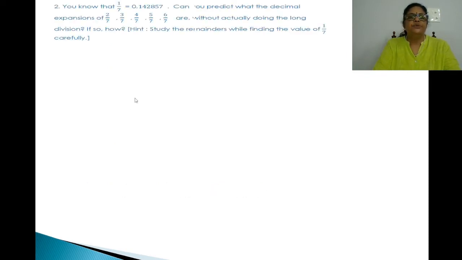Next one: you know that 1 by 7 is 0.142857 bar. Can you predict what the decimal expansions of 2 by 7, 3 by 7, 4 by 7, 5 by 7, 6 by 7 are without actually doing the long division? If so, how? Study the remainders while finding the value of 1 by 7 carefully. That is the hint given.